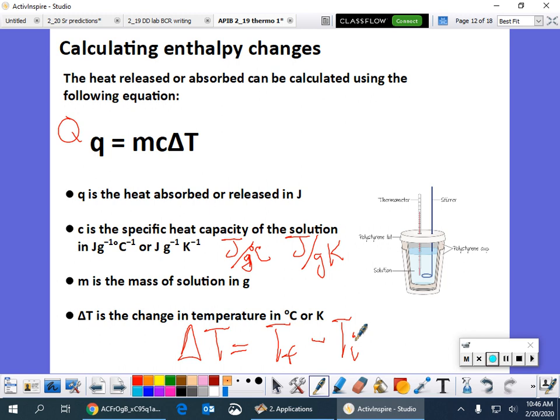Yeah, Lukuba. That's a good question. So if it's an exothermic reaction, is the final temperature going to be higher or lower than the initial temperature?